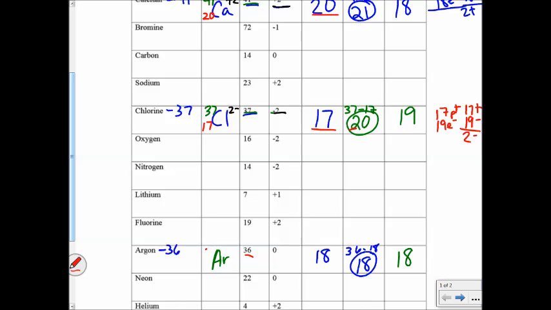Now, when I'm writing my symbol, argon is Ar. The mass number still goes up here. The proton number still goes here. But we do not need to fill in anything for the charge. You don't put a 0 there. When there is nothing there, we assume 0. Okay? Yes?